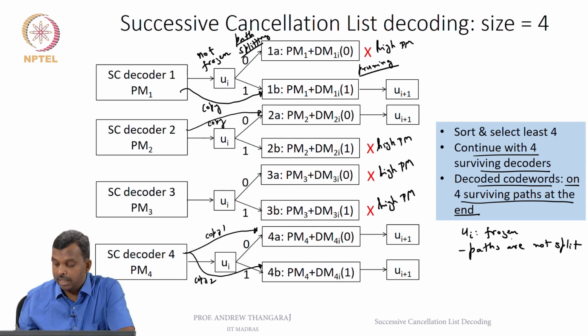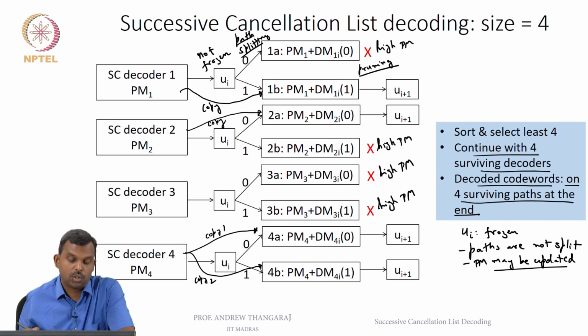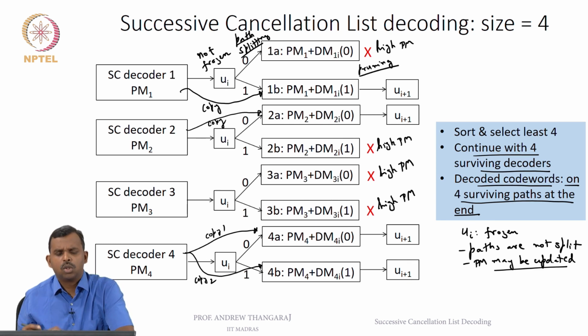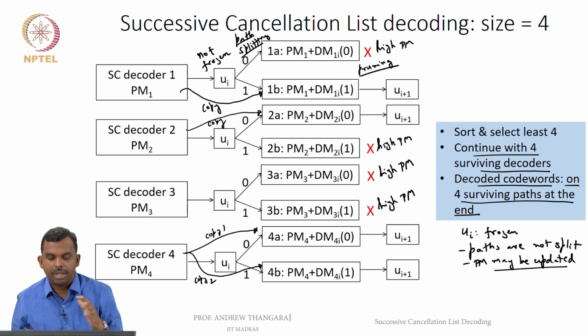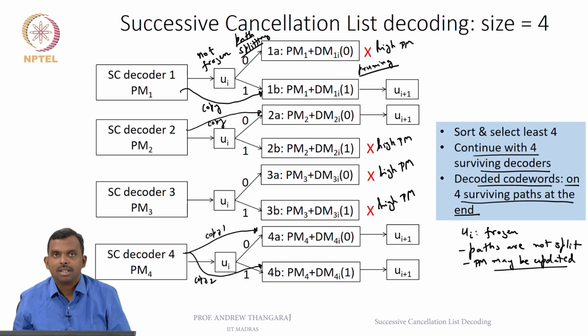So, if UI is frozen, paths are not split, path metrics may be updated. The updating of the path metrics will happen, but paths are not split if UI is frozen. So, hopefully this is clear to you. So, this is how the list decoder proceeds, and when we implement it, you will see that there is a lot of care to take. It is a little bit more complicated than the successive cancellation decoder, which we could implement very easily, but it is essentially making multiple copies of that and working with them.